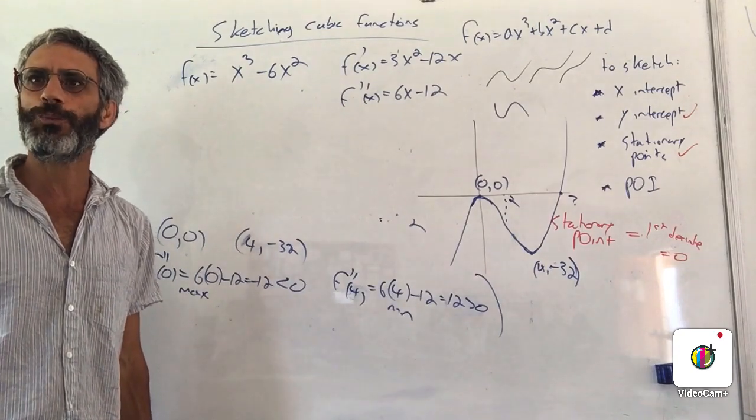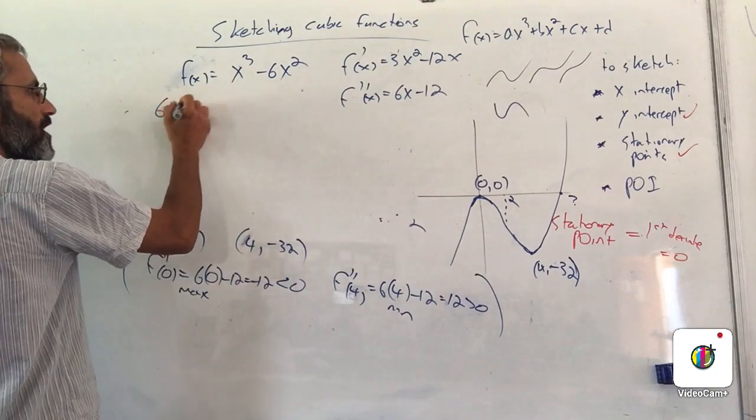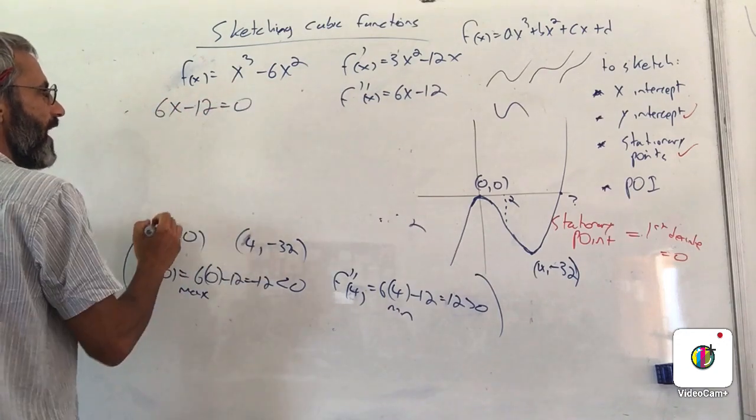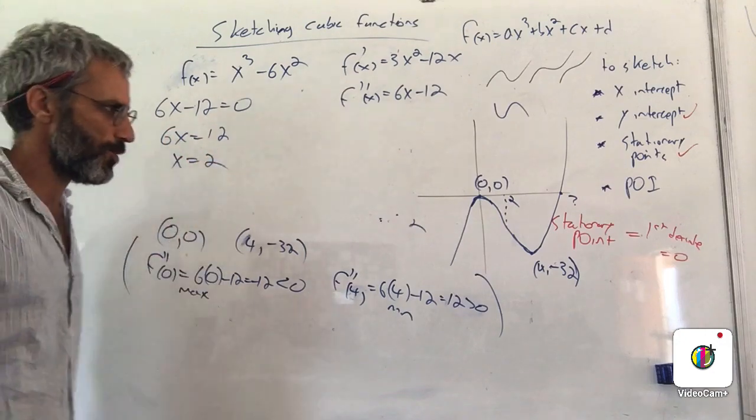How do I find out what is the x of a point of inflection? What do I have to do? Make it equal to 0. What is equal to 0? The second derivative must be equal to 0. So I'm going to make that equal to 0. 6x equals 12, x equals 2. Well done, Jamie and Simon.